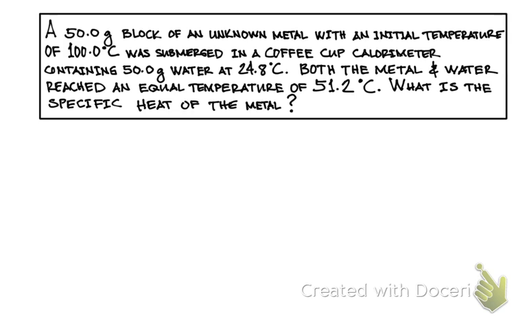Here's another example. A 50 gram block of an unknown metal with an initial temperature of 100 degrees Celsius was submerged in a coffee cup calorimeter containing 50 grams of water at 24.8 degrees Celsius. Both the metal and water reach an equal temperature of 51.2 degrees Celsius. What is the specific heat of the metal?